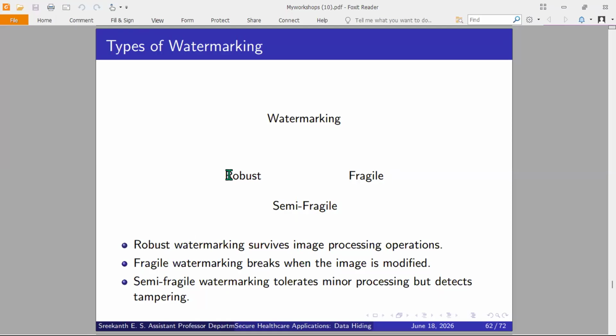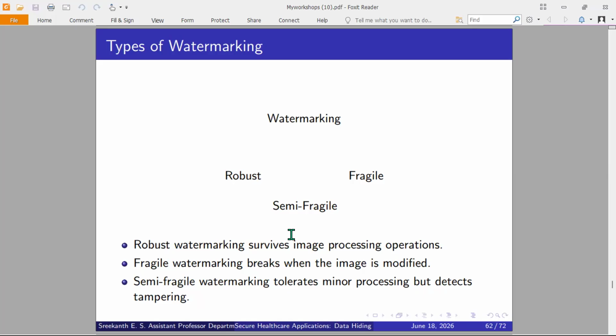Robust watermarking means it can survive image processing operations. What do image processing operations mean? That may be some kind of compression, maybe some kind of rotation operation, cutting or clipping, all these things. So if we have a robust watermark, robust reversible watermarking, which is what we are discussing, it can survive these kinds of attacks.